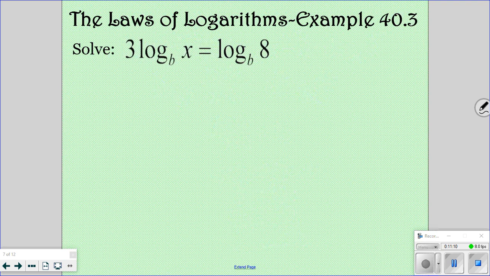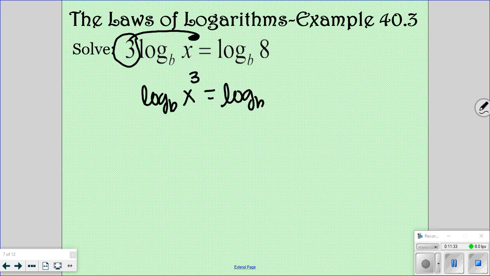Now we're going to look at the power rule. We have a number in front of our log, and so what we can do with it, it can go to the exponent back here. So instead of 3 log base b of x, we can say log base b of x to the third. And then that's going to equal log base b of 8. And so now that we have one log on each side, you can cancel the log base b's to make x cubed equal 8.